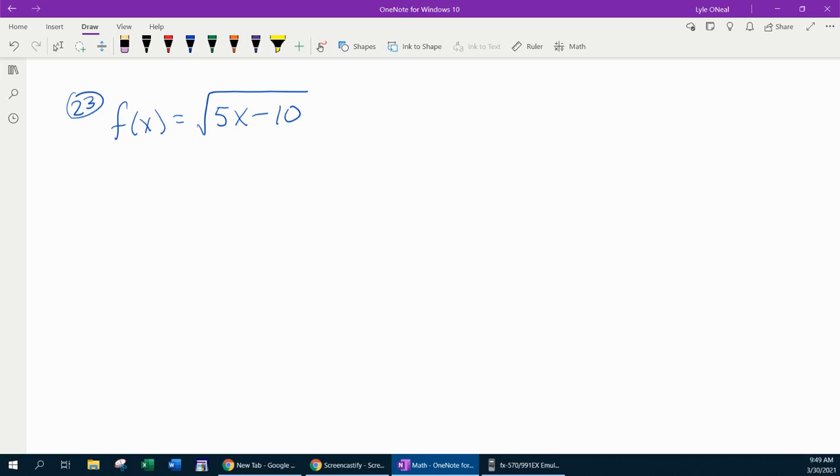Next example, number 23, here we have a radical function, f of x equals the square root of 5x minus 10, and they're going to want us to evaluate. So the first thing they want us to find is f of 6. Now that means to replace every x with a 6. So we're going to have 5 times 6 minus 10. 5 times 6, that's 30 minus 10, which is 20.